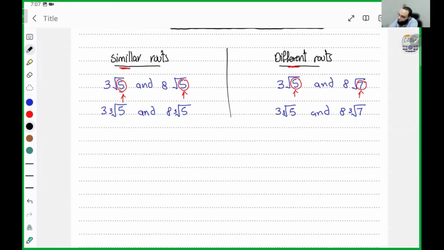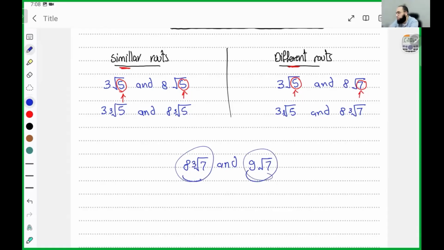So firstly, who knows? Something like 8 root 7 and 9 root 10. Are they similar or not? Yes or no? If they are, make like that. If they are not, make like that. They are not. What about 8 root 7 and 9 root 7? They are similar. What about 8 cubic root 7 and 9 square root 7?